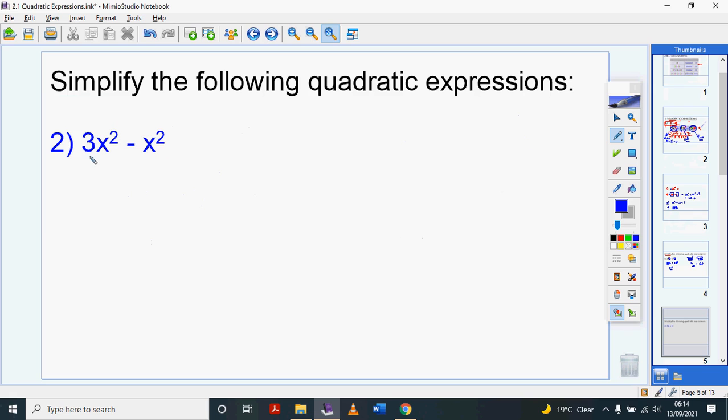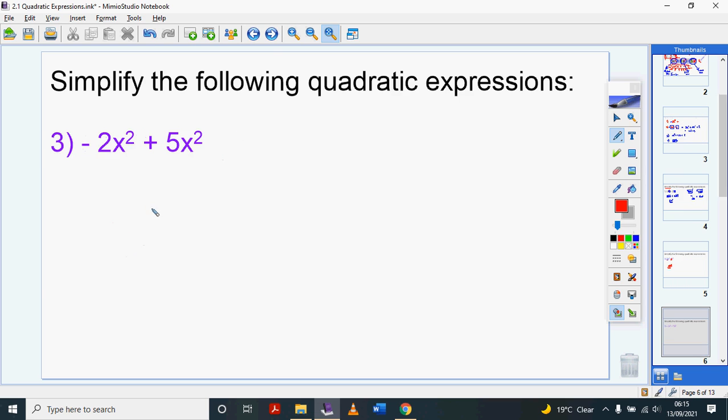Moving on. Now I have 3 cows, and I'm subtracting 1 cow because I hope you remember that if there is nothing in front of the unknown, then that number is a 1. So I have 3 cows subtracting 1 cow, so that's just going to be 2 cows, right? Where when I say cow, I mean x squared. So that's just 2x squared.